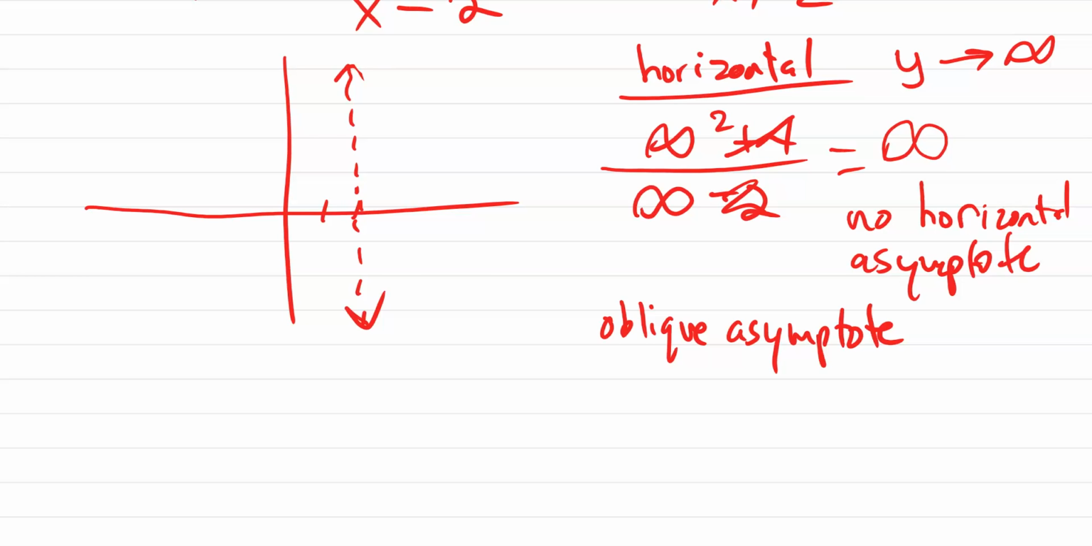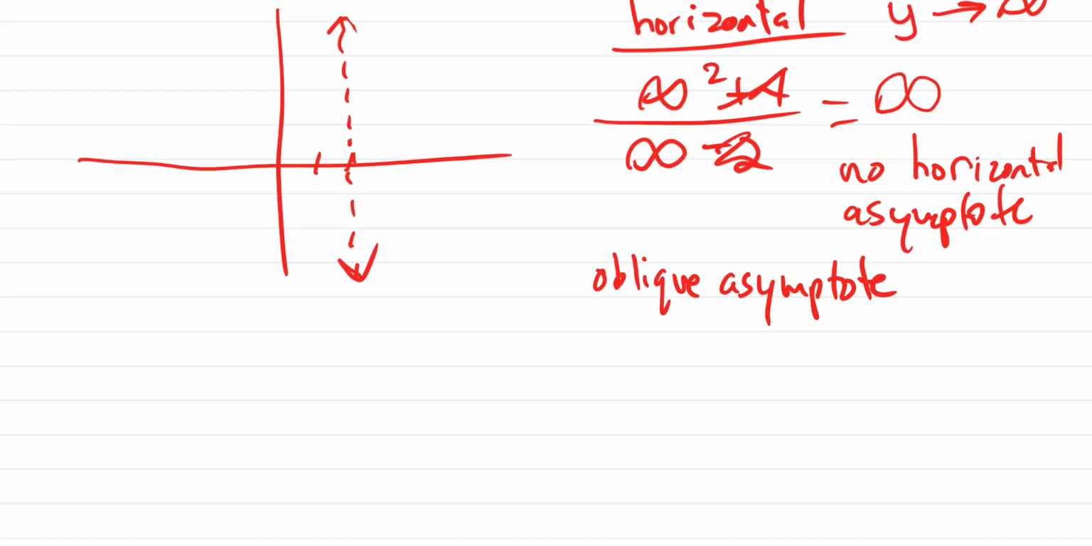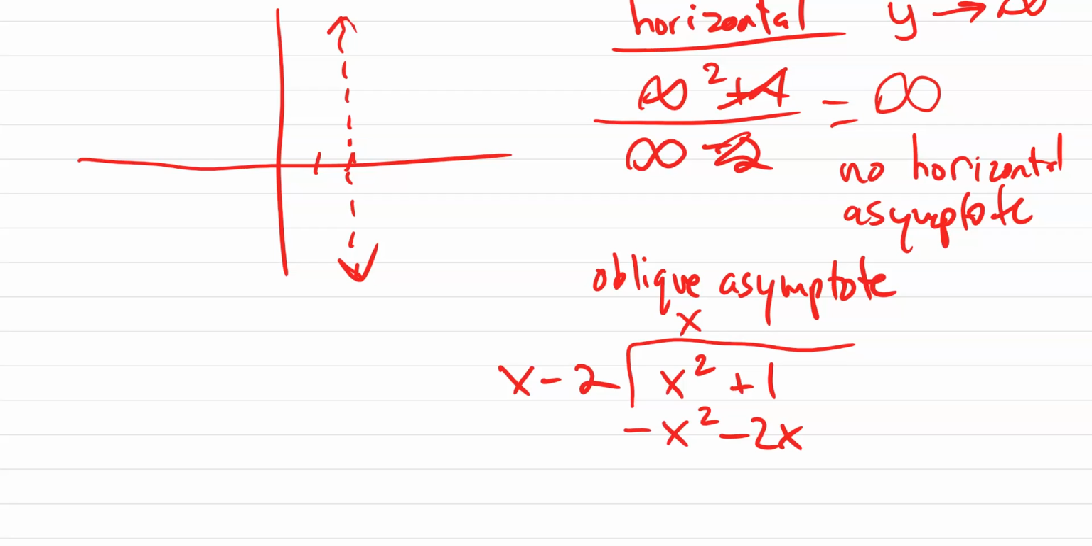And it's not that hard to get. What you do is you take the numerator, the x squared plus 1, and you divide it by the x minus 2. So this is how you're going to get obliques. When there is no horizontal asymptote, divide. X times what is x squared? Multiply and subtract. X squared minus 2x. Subtract, which makes them all change signs. I'm left with 3x. 3x divided by x is just what? 3.